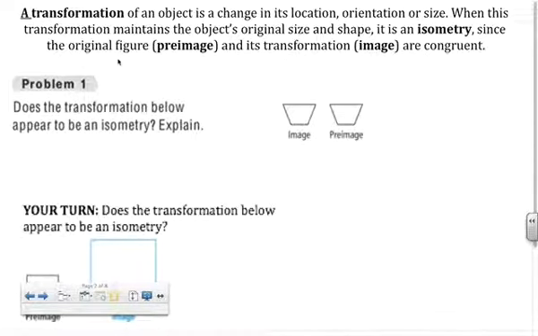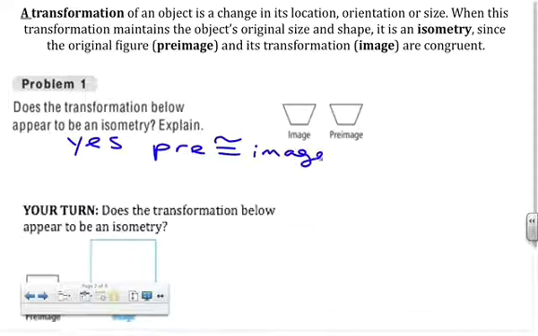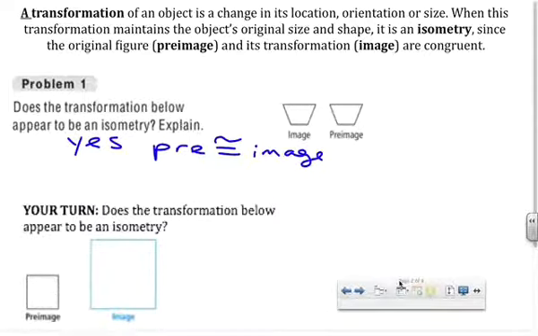So in problem 1, very, very straightforward. Is this an isometry, yes or no? Yes. The pre-image is congruent to the image. And I know it's listed as a your turn, but let's go ahead and get it out of the way. Is that your turn also an isometry? No, the pre-image is smaller than the image.